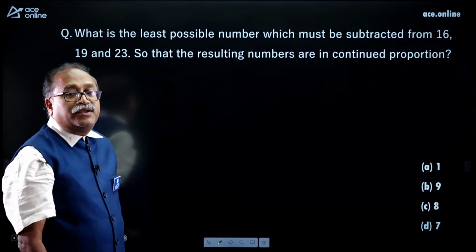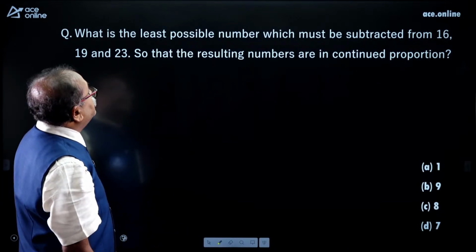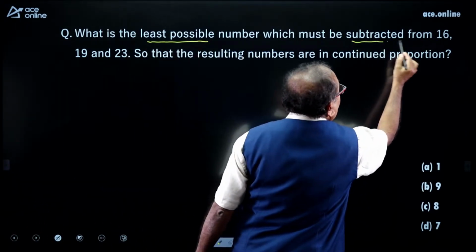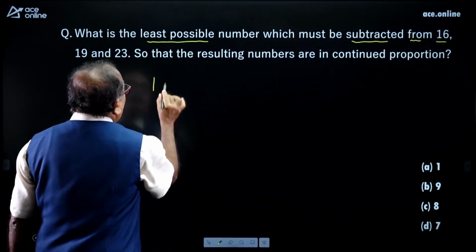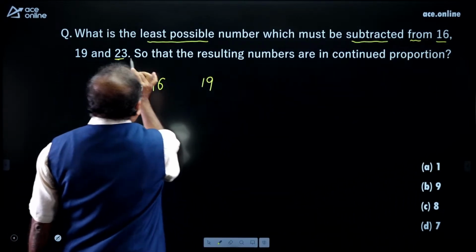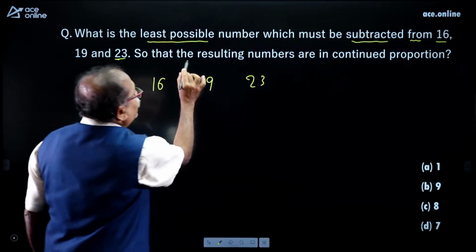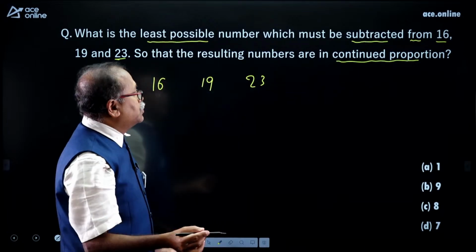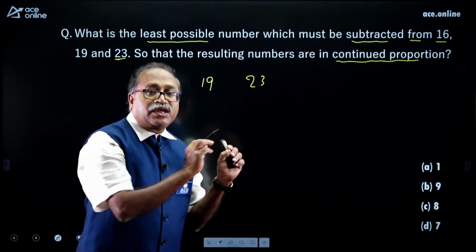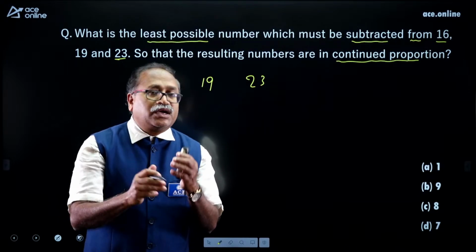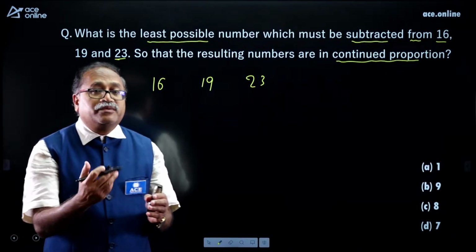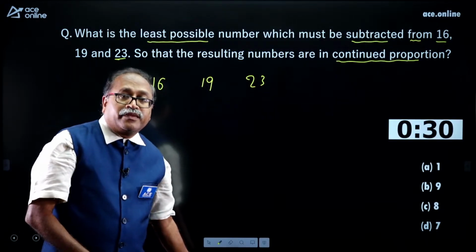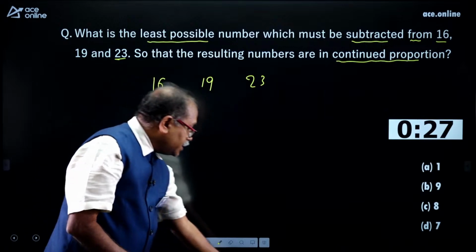So, very first thing is, let's read the question. What is the least possible number which should be subtracted from 16, 19 and 23, so that the resulting numbers will be in continued proportion? You know what continued proportion is. This type of question very frequently comes in the bank exams, also NTPC, RRB NTPC and also SSC. Your time starts now. Come on, answer the question. Your 30 seconds starts now.